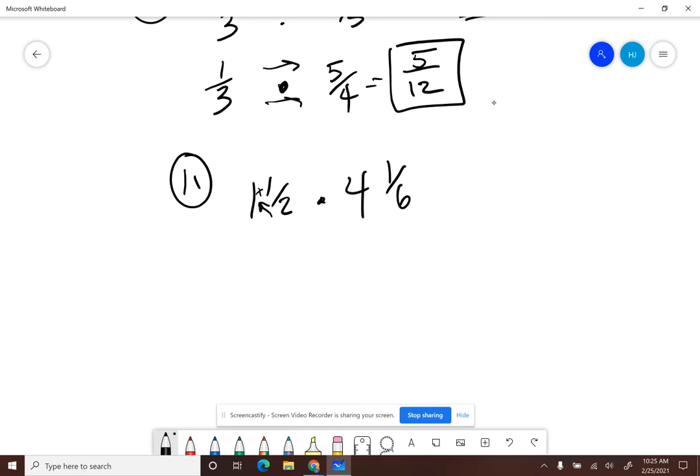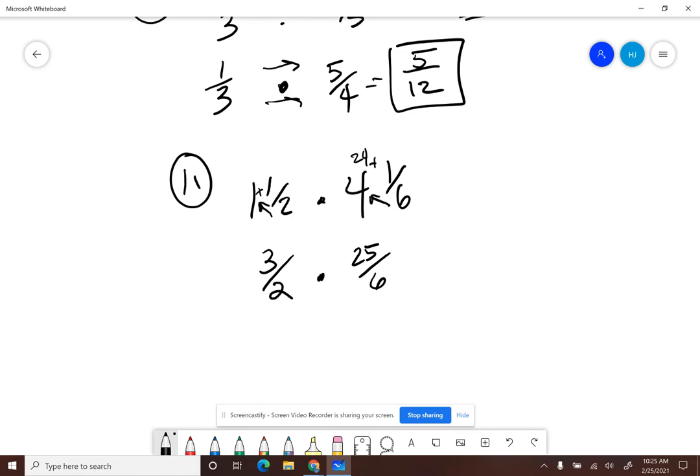So again, we're going to take 2 times 1, which is 2. We're going to add the 1 to it. So 2 plus 1 is 3, and I'm going to keep that same denominator, okay? I'm going to multiply 6 times 4, which is 24, and then I'm going to add the 1 to it. That was my numerator, so it's 25/6, okay?